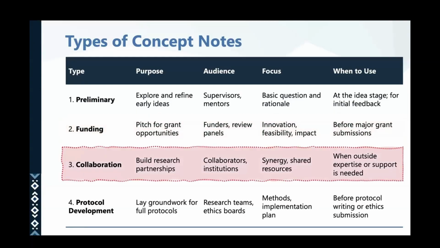The third type of concept note is the collaborative type, or the collaboration concept note. So the purpose of this is to actually build research partnerships. So you are sending this to people you want to potentially work with, such as your collaborators in your field, institutions that are around the area of interest. And you want to write this concept sheet in such a way that you focus on the synergistic aspects, what you people have in common, where you guys have a shared vision, where you guys can potentially collaborate, the kind of resources that people can bring together to move that idea ahead.